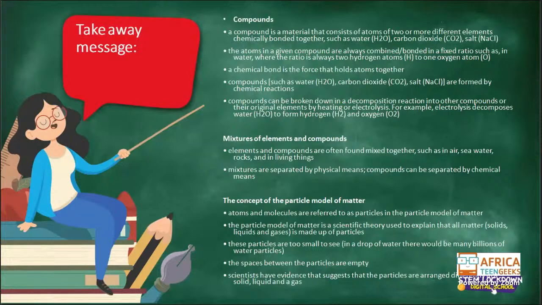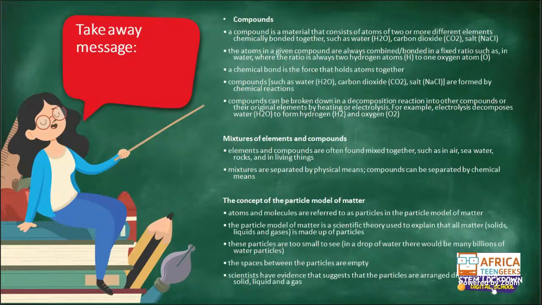So we said a chemical bond is the force that holds atoms together. Examples of compounds are water, carbon dioxide, sodium chloride, and we should remember that they are formed during a chemical reaction. We said compounds can be broken down or separated using a decomposition reaction. Decomposition reaction means to break down. For example, if we want to break down water, we have to use electrolysis, in which we can separate hydrogen and oxygen.